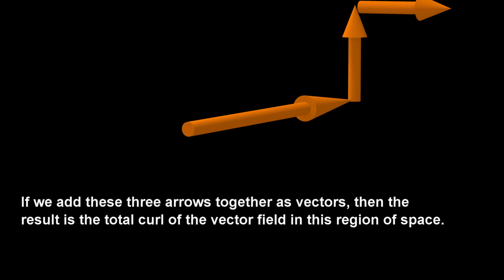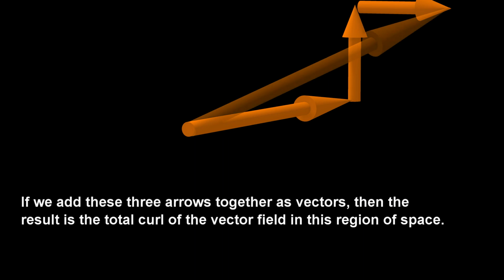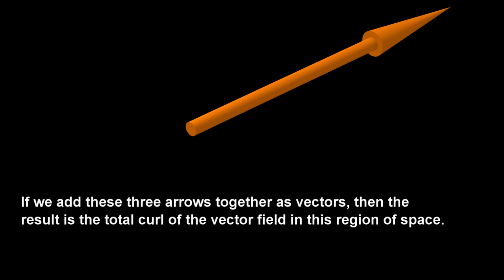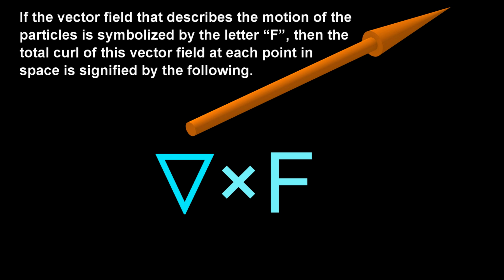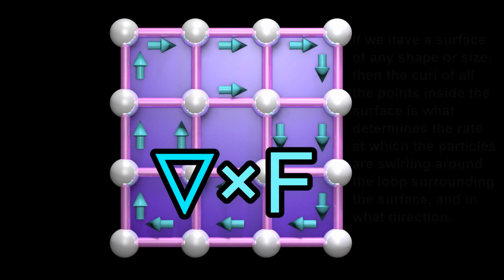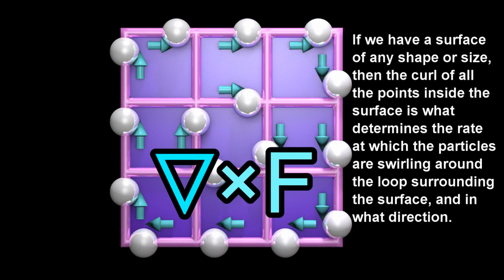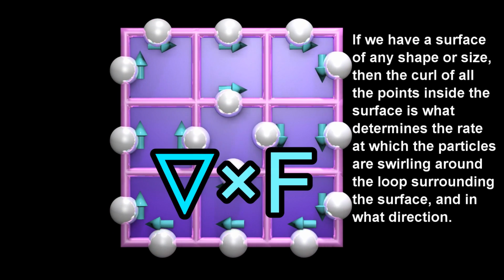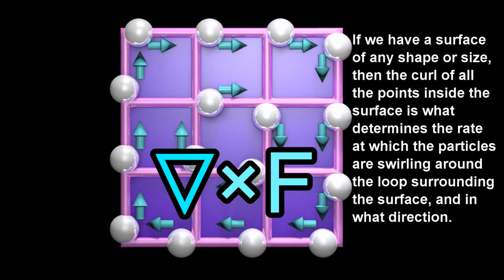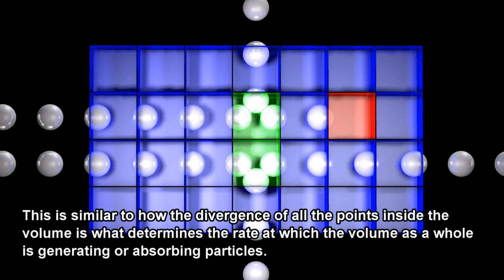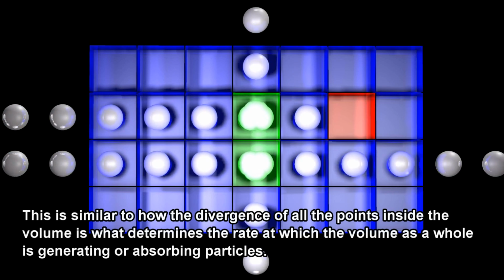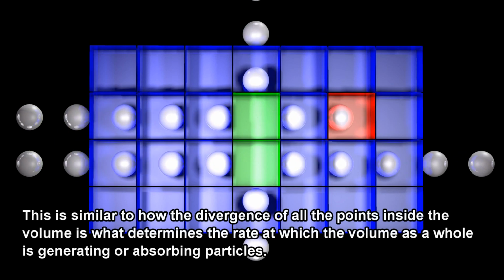If we add these 3 arrows together as vectors, then the result is the total curl of the vector field in this region of space. If the vector field that describes the motion of the particles is symbolized by the letter F, then the total curl of this vector field at each point in space is signified by the following. If we have a surface of any shape or size, then the curl of all the points inside the surface is what determines the rate at which the particles are swirling around the loops surrounding the surface, and in what direction. This is similar to how the divergence of all the points inside the volume is what determines the rate at which the volume as a whole is generating or absorbing particles.